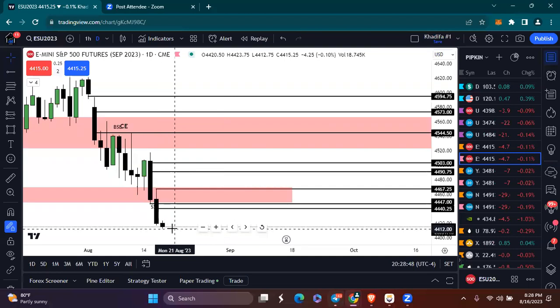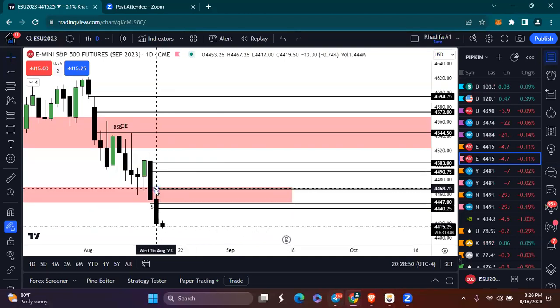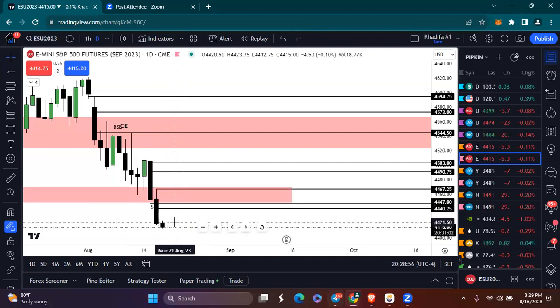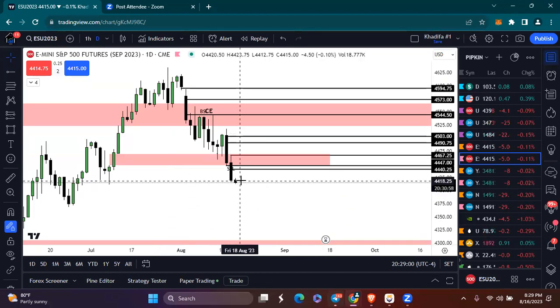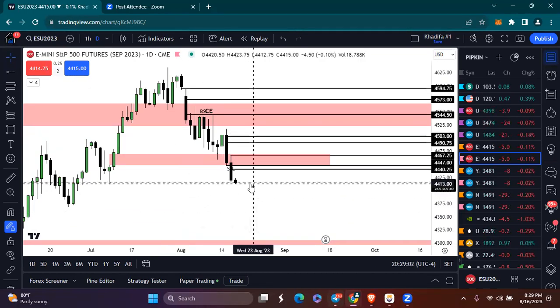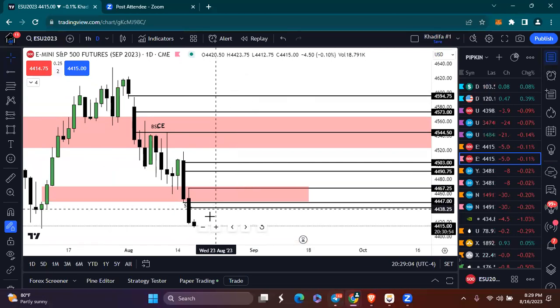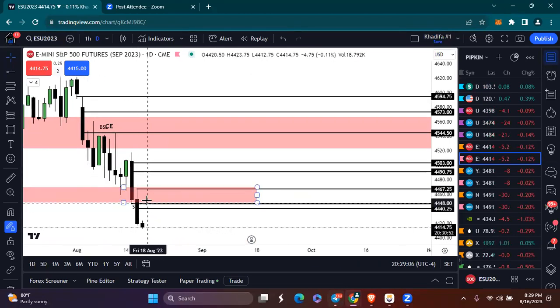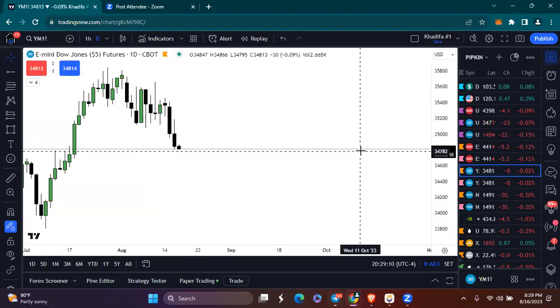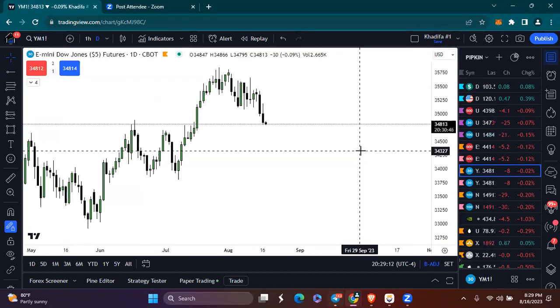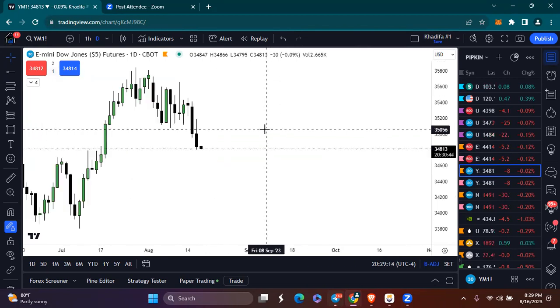However, I am anticipating a pullback up to today's PD array, or to today's premium price, right? So I don't expect us to just keep falling. I mean, that very well could happen, but I'm anticipating a pullback. So that's what I'm looking for in futures across the board.